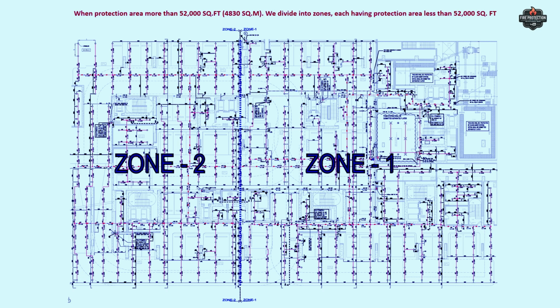The zoning approach helps in maintaining system efficiency and making sure that each area receives the necessary protection. So suppose your basement has an area of more than 480 square meters, then you can divide it into multiple zones. Like this example having a 2 zone system.